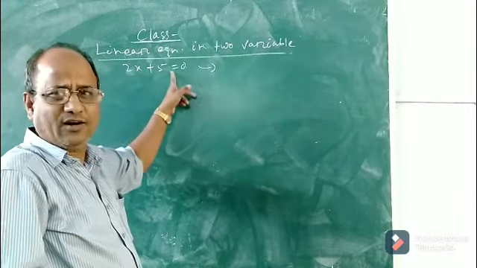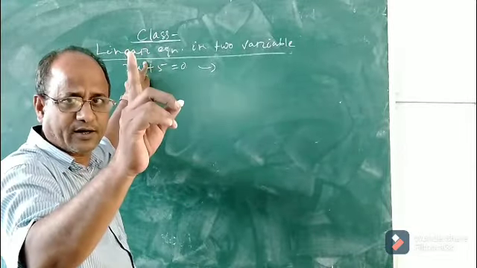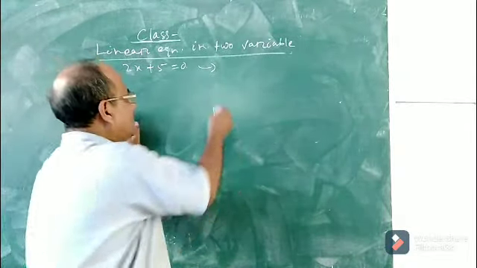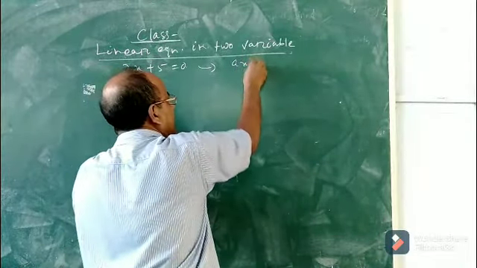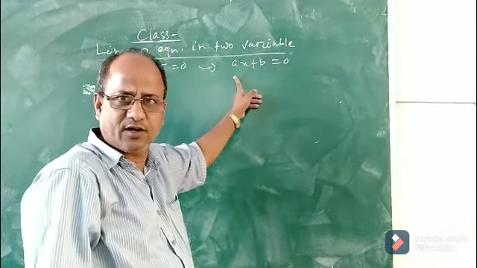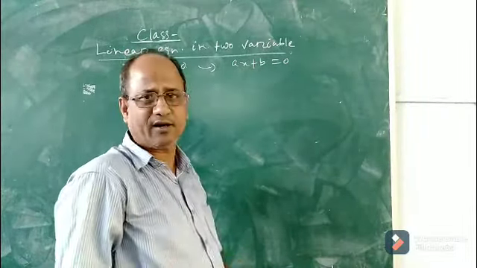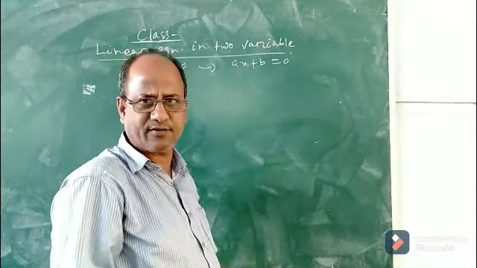So why is it called a linear equation? Because the highest power of x is 1 in this equation. Now, what is the general form of a linear equation in one variable? This is the general form, which we have already read in junior classes: ax plus b equal to 0, where a and b are any real constants and x is the variable.